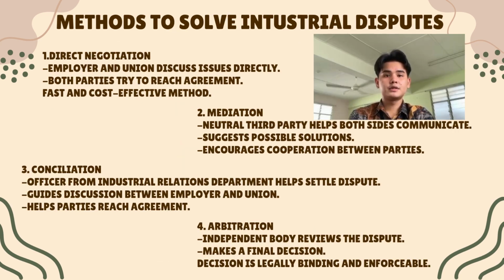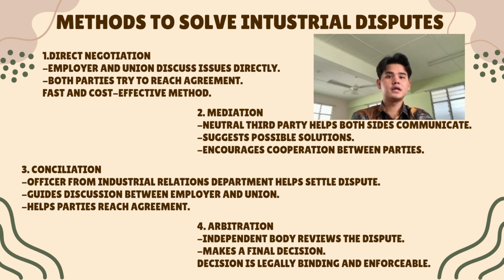And then I'm going to explain about the methods to solve industrial disputes. So the first one is direct negotiation. Employers and union discuss issues directly, and both parties try to reach agreement. This method is very fast and cost-effective. Direct negotiation is when both sides meet and talk to solve the problem. The second one is mediation. A neutral third party helps both sides communicate, suggests possible solutions, and encourages cooperation between parties. Mediation is when a neutral person helps both sides to find a solution.